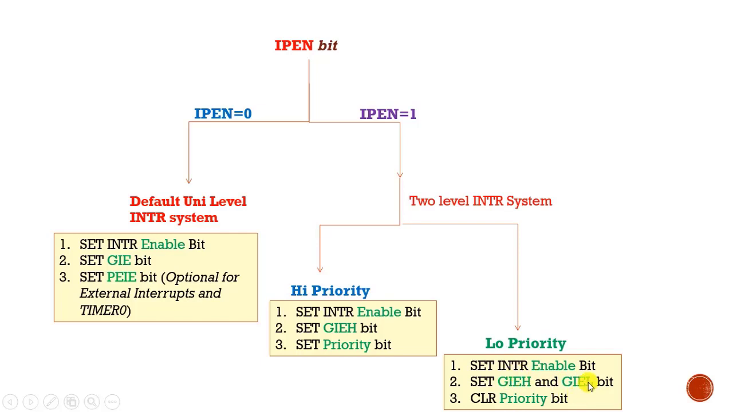So now if you want to run an interrupt module on low priority, what you'll do is set the enable bit of that interrupt module, GIEH bit equal to 1, GIEL bit equal to 1, and then that module will have a 0 priority bit. So if we are considering Timer 0, TMR0IE is equal to 1, GIEH is equal to 1, GIEL is equal to 1, and TMR0IP is equal to 0. We'll set it at low priority for the two-level interrupt generation system.